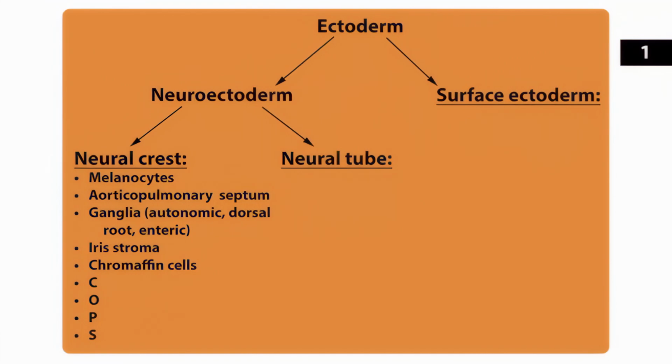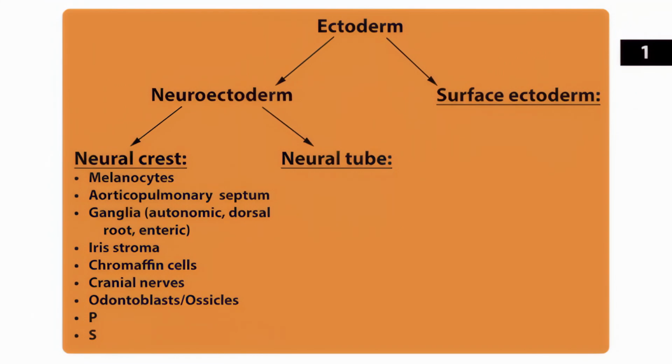The C in COPS is for the cranial nerves. Again, peripheral nervous system and ganglia, which includes the cranial nerves. The O is for the odontoblasts and also the ossicles of the middle ear. Odontoblasts are cells that play a role in the development of teeth, specifically the dentin of the teeth. So you might think about Crest toothpaste to remember that part of the teeth are derived from neural crest cells.